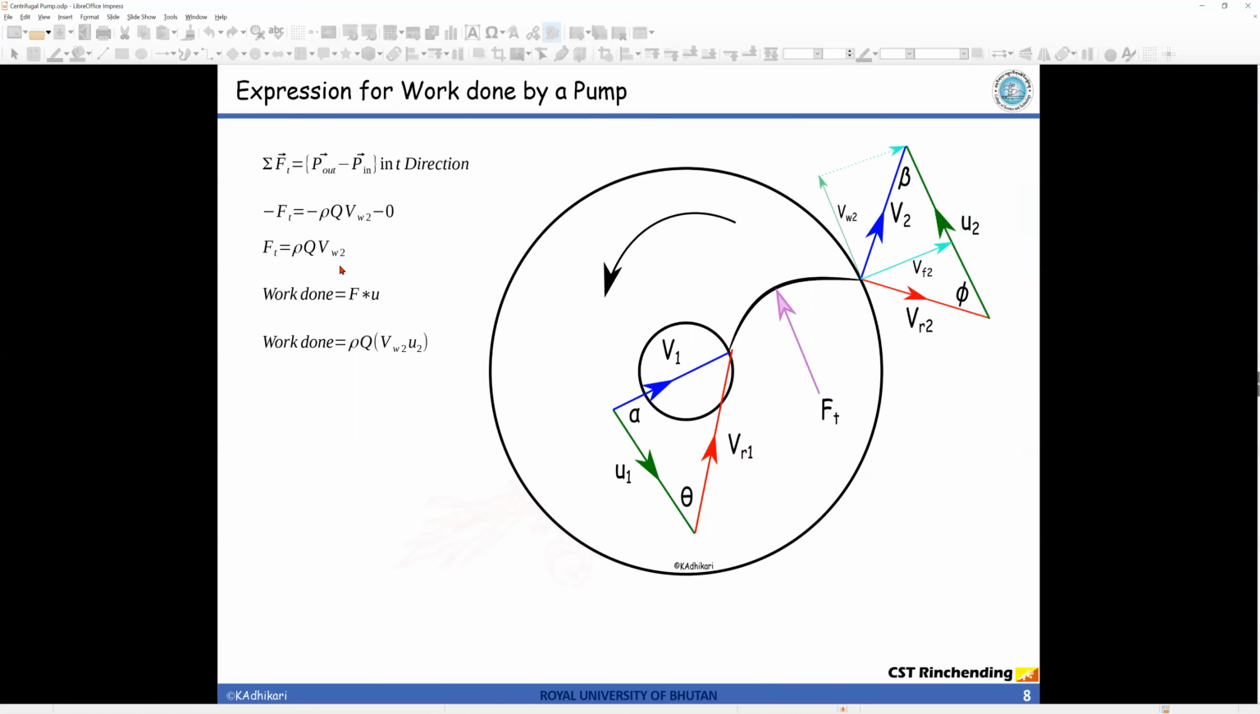Now work done, we know that work done per second is force multiplied by the velocity, right? So force is ρQVw2, times, since there can be two u's, since this w2 corresponds to the outlet, we have to multiply by the tangential velocity at the outlet, and we get this expression for work done for a pump that is having a backward vane. Similarly, you can derive it for forward and radial also.